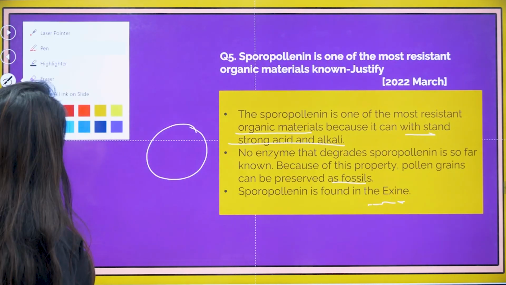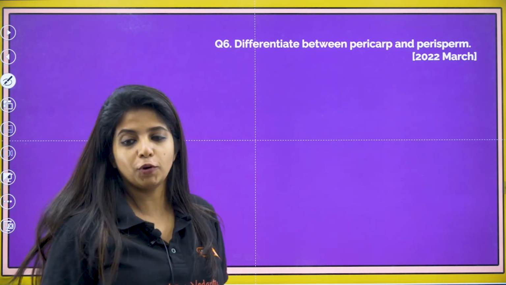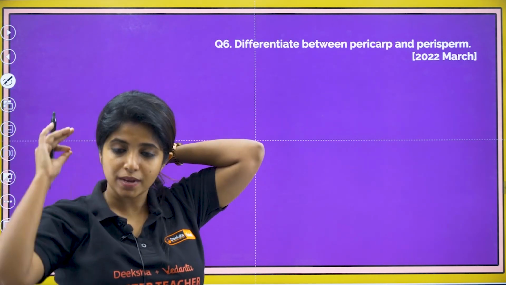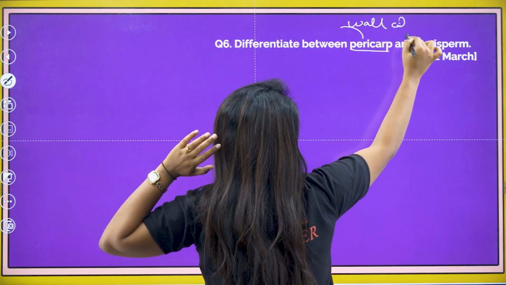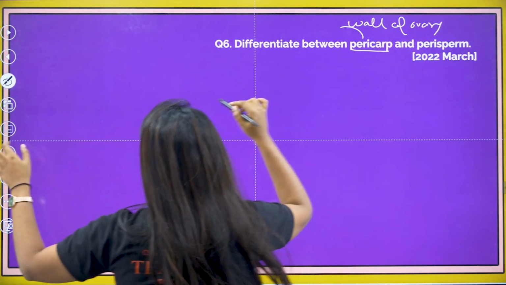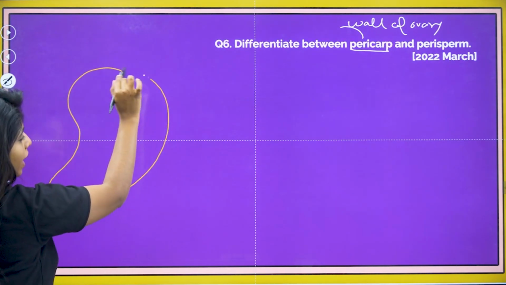Okay? Now, differentiate between pericarp and perisperm, my dear children. What do you mean by pericarp and perisperm? So, pericarp is the wall of the ovary. Ma'am, have you had mango? Yes, bacha, I have had mango.